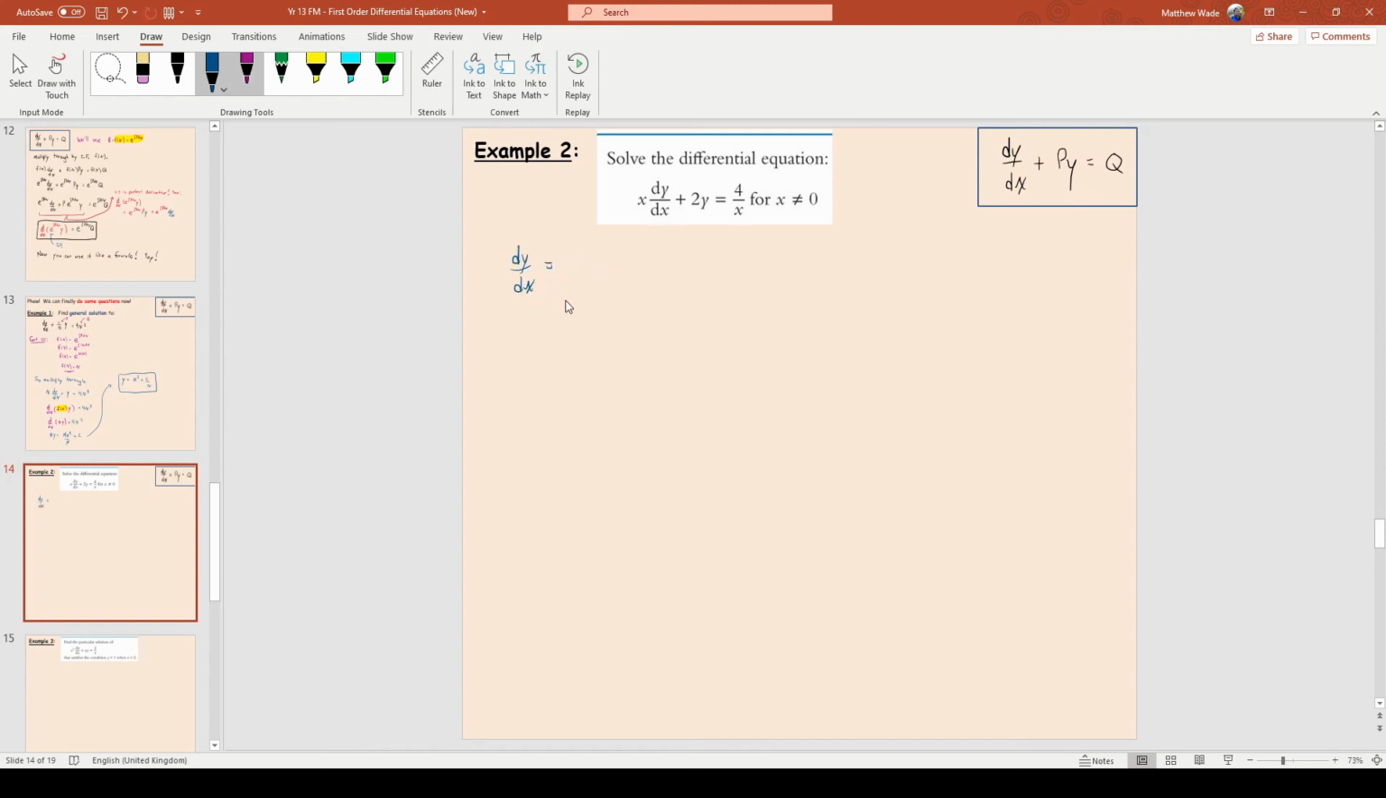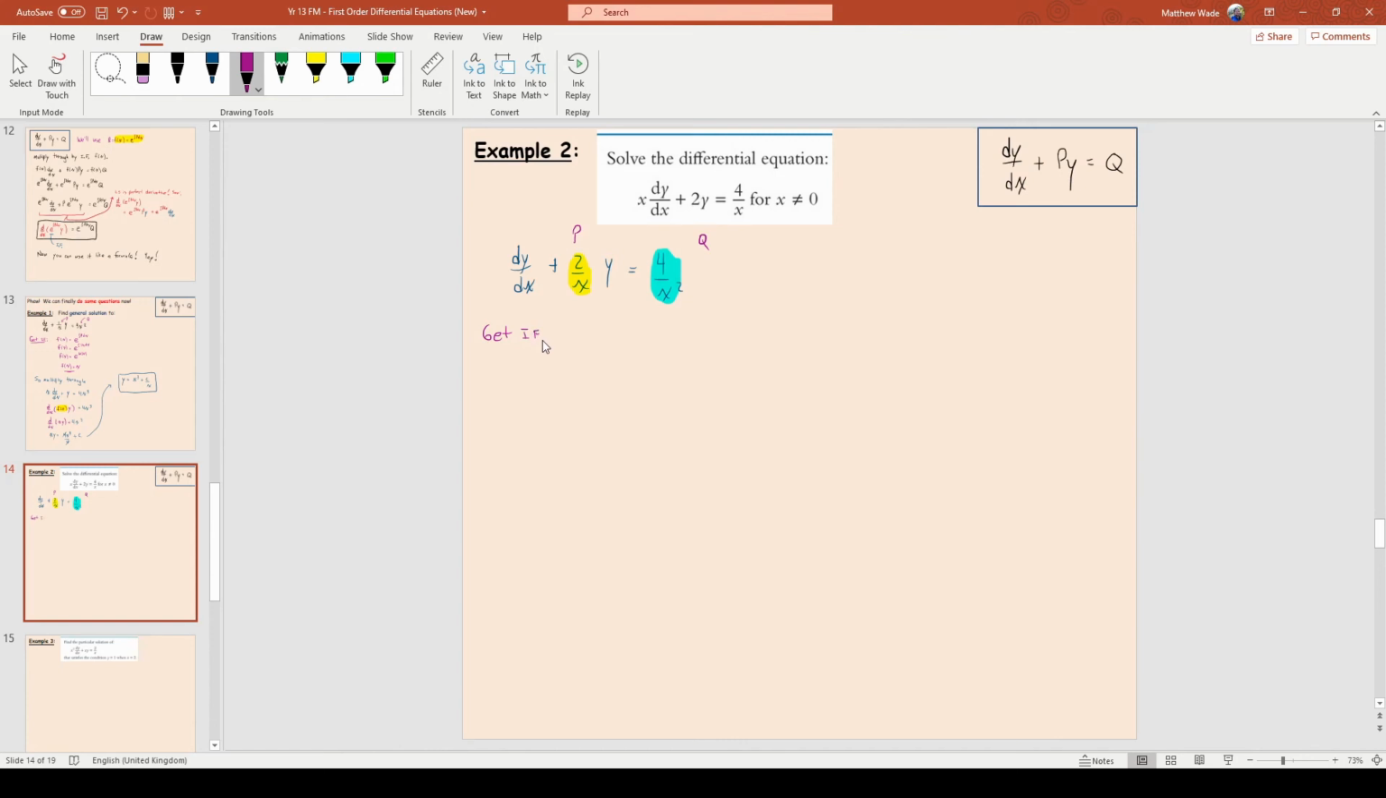And this is just going to be dy/dx plus 2 over x, leaving the y separate from the p. I want it to be really clear what p is. And that's going to equal 4 over x squared. Okay, and there's what we've got. This is p, this is q. So P, Q. Okay, get the integrating factor.